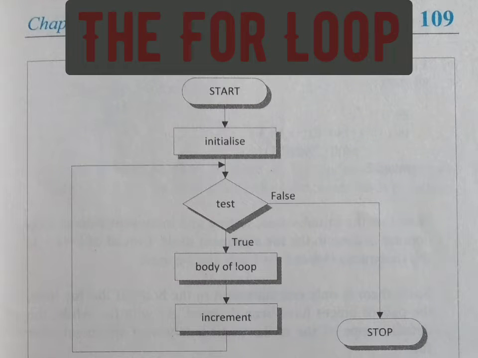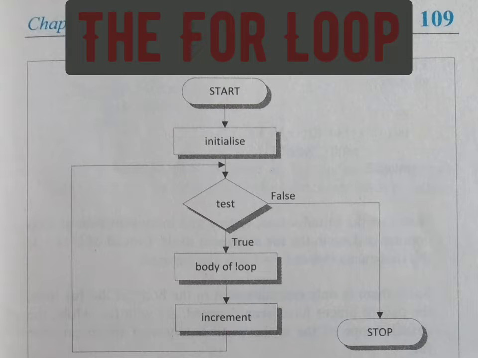Hello friends, today let us discuss the for loop in the C programming language. The most popular looping instruction is the for loop. The for allows us to specify three things about a loop in a single line.